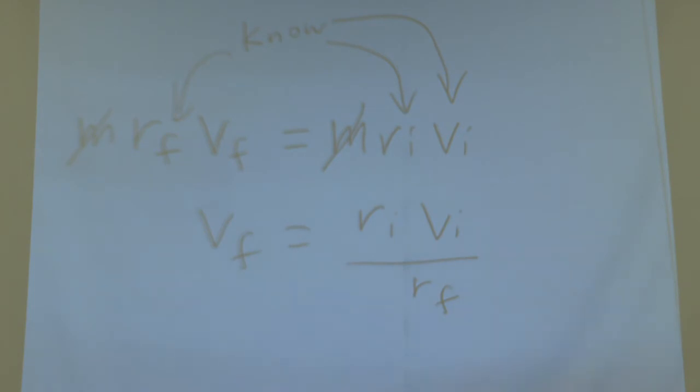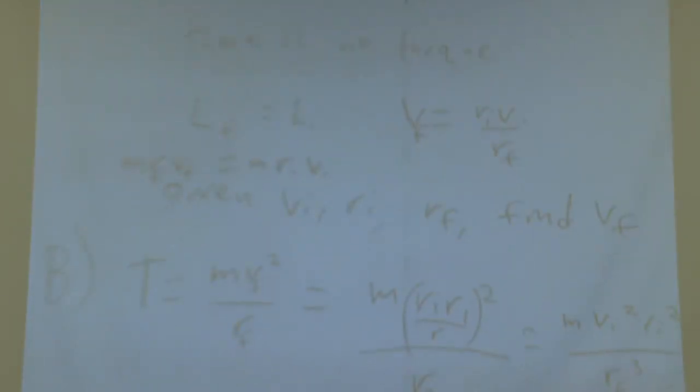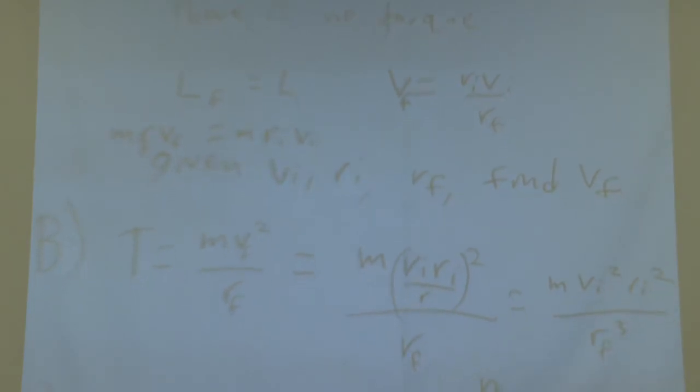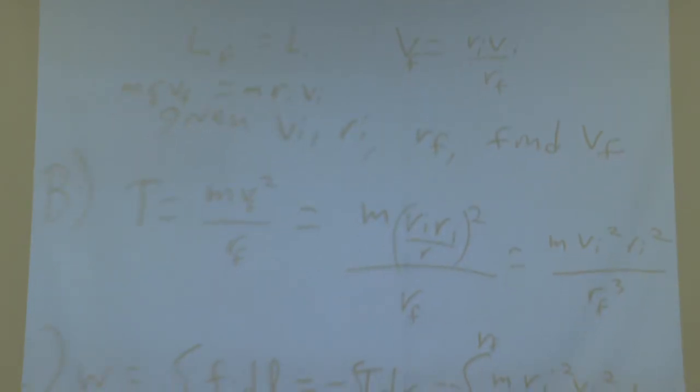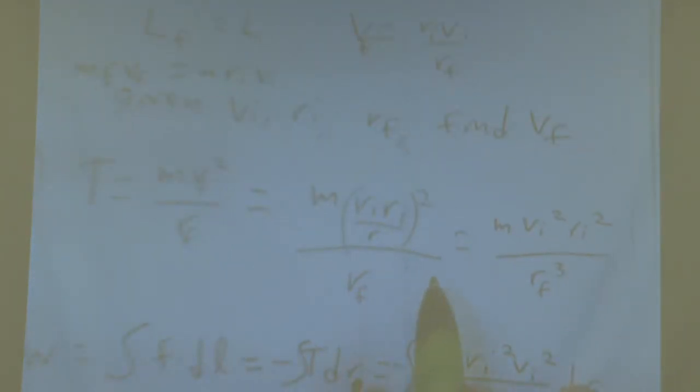All right. So, once we know the final velocity in terms of the initial velocity, we are asked to find the tension. All right, so tension on the rope is equal to the centripetal force on the puck. So we have mv squared over r. All right, we plugged in for Vf squared.